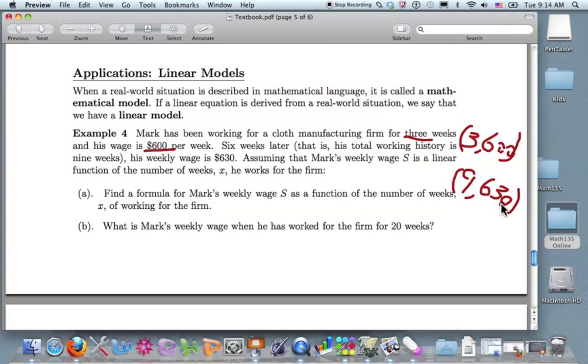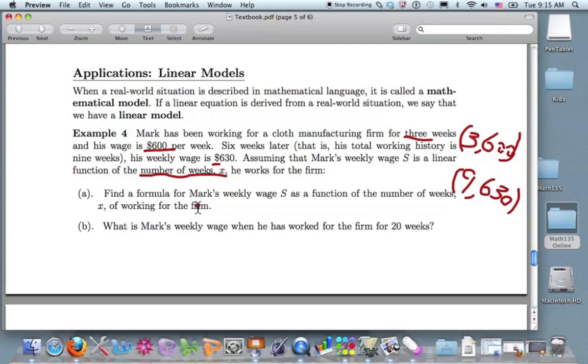Now we assume that Mark's weekly wage salary is a linear function of the number of weeks, x. So let's pay attention to these units. x is measured by number of weeks, and s is measured by dollars per week.